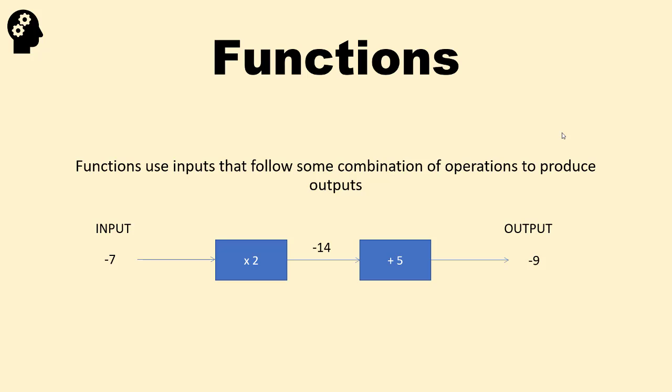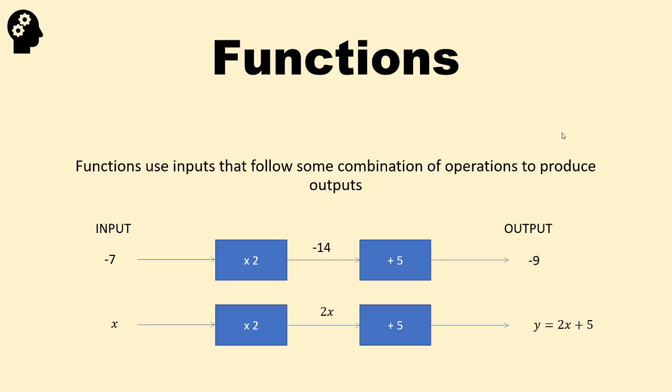Now functions can also be in the form of algebra. So let's go ahead and have a look at an algebraic function. So we have two operations here, times 2 and add 5 as well. So let's go ahead and input x. So x times 2 is 2x. And 2x plus 5 is 2x plus 5. So our input is x and output is y equals 2x plus 5.